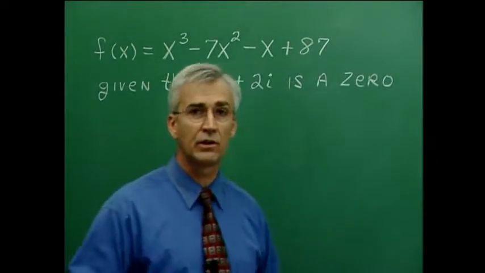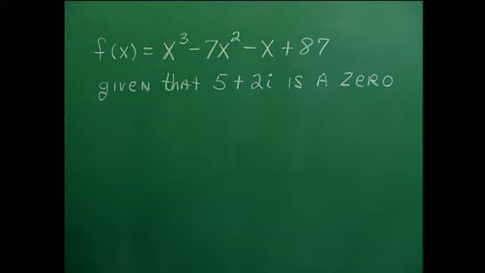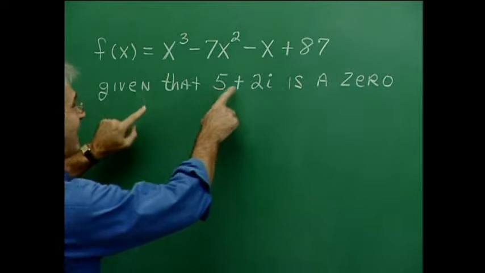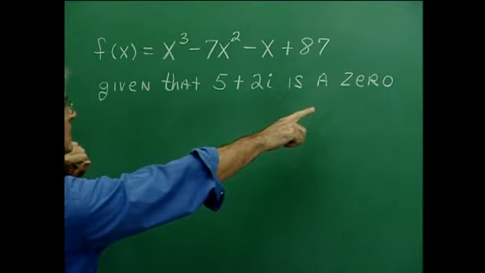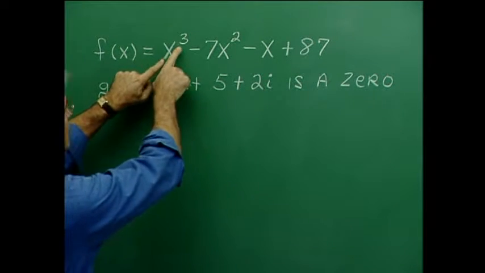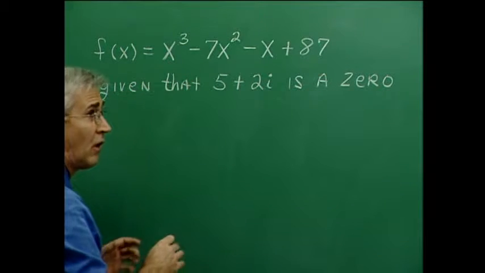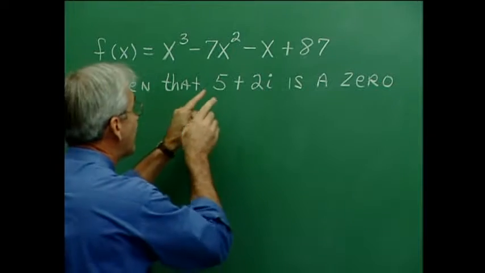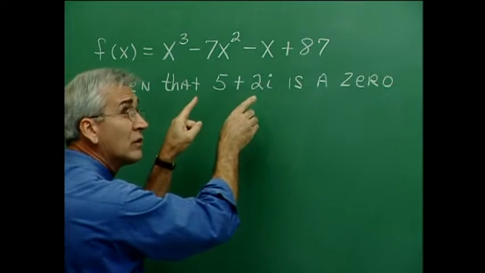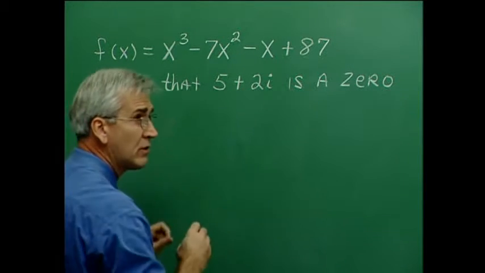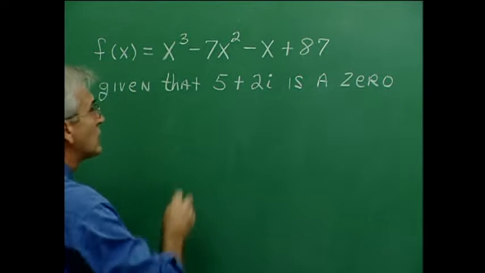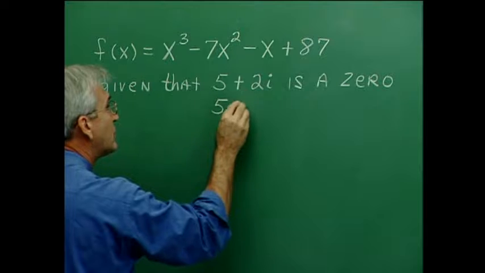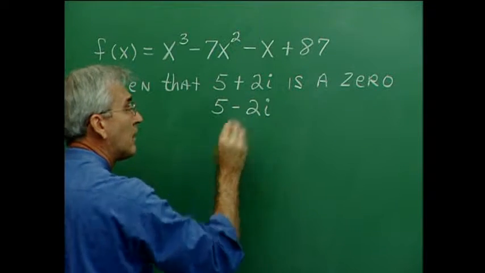Here we have a third-degree polynomial function, and let's say we want to find the zeros, and we're given one of them. We're given that 5 plus 2i is a 0. Now, we have a third-degree polynomial function, so there are only 3 zeros to find, and we know that since we have a complex zero, complex zeros occur in conjugate pairs. So if 5 plus 2i is a 0, then 5 minus 2i is also a 0.